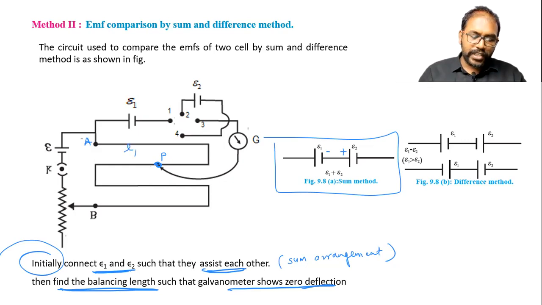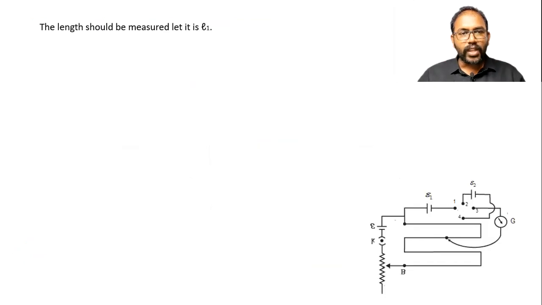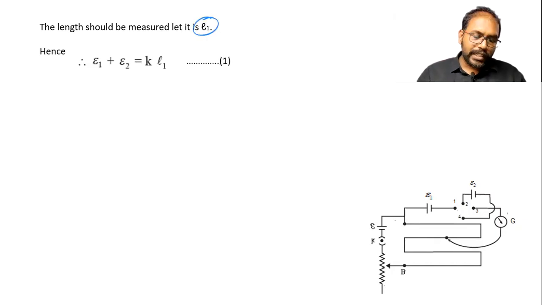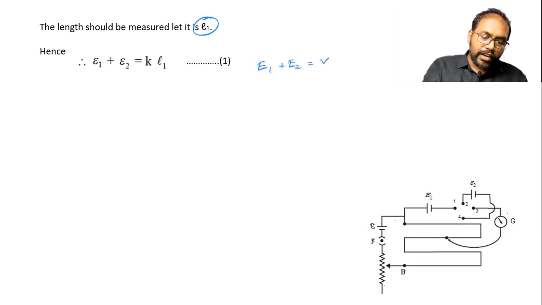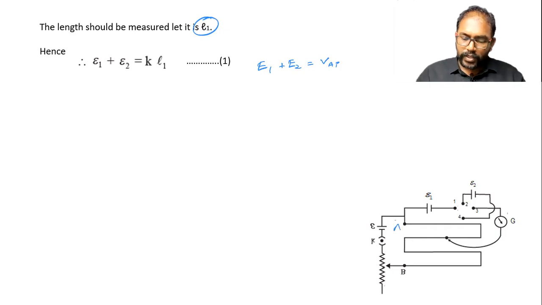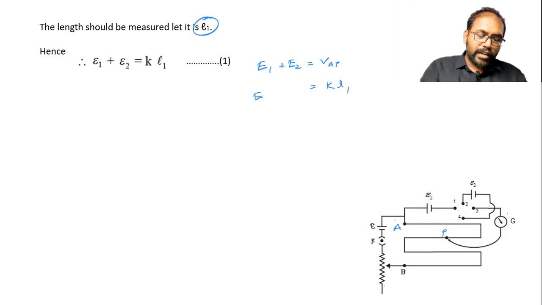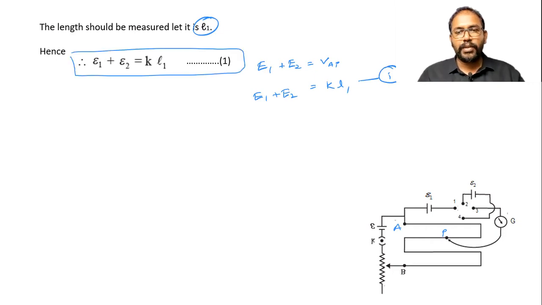Now we can write the equation. This L1 means the sum arrangement balances the potential difference across AP, similar to the previous method. So we get a length L1. The sum arrangement, E1 plus E2, balances the potential difference across AP. This is point A and this is P. Then we can write this as KL1. So we get equation number 1: E1 plus E2 is equal to KL1. Here it is written directly, but how we get that I explained here.